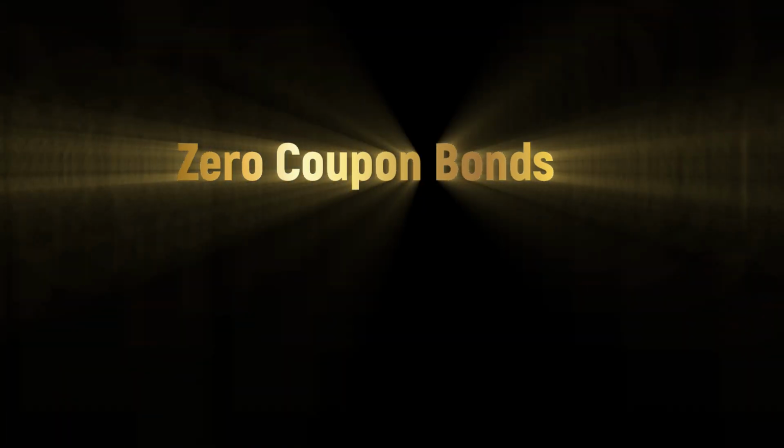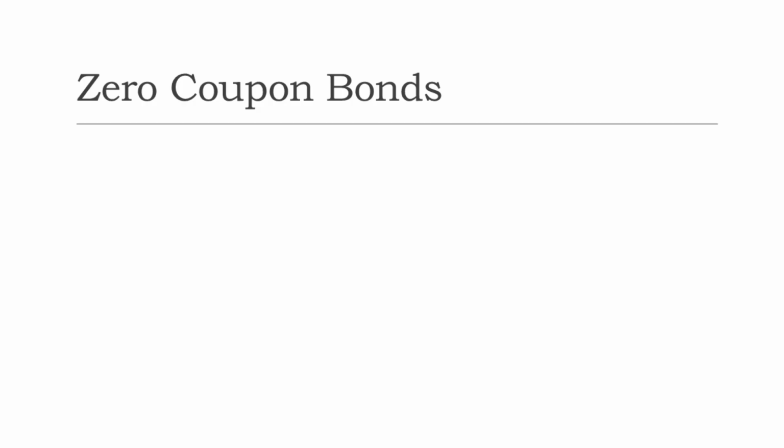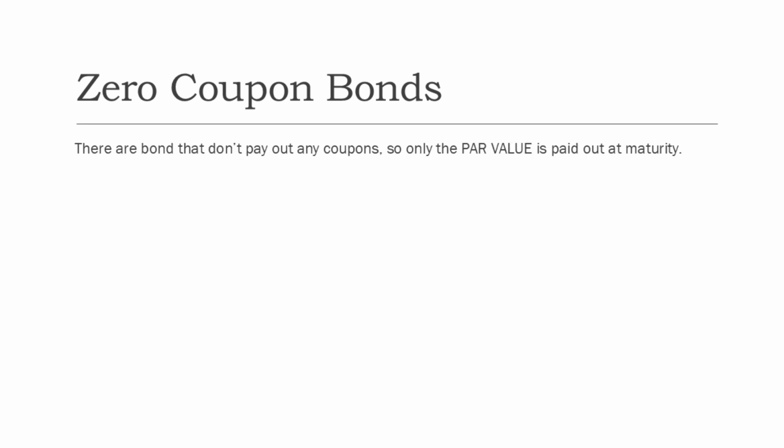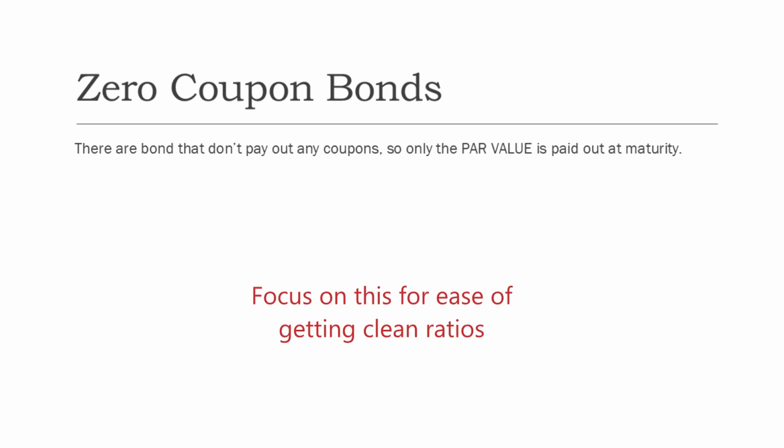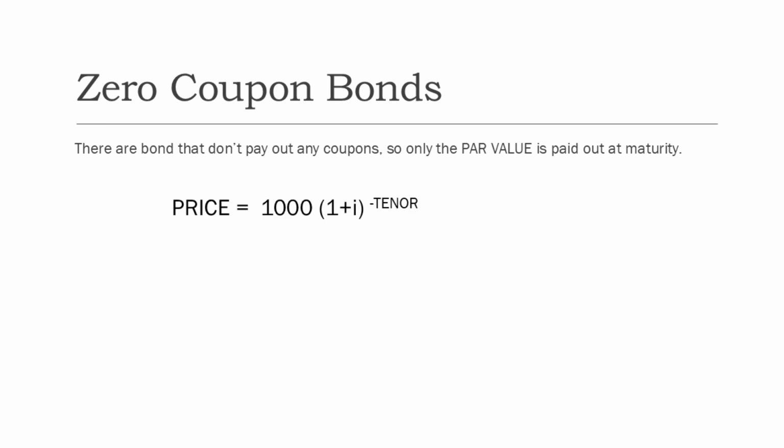Okay, now let's move on to zero coupon bonds. What are zero coupon bonds? These are bonds that don't pay out any coupons, so only the par value is paid out at maturity. We will focus on this one because it's more tractable to discussions, although we will extend this to more plain vanilla bonds. So what would be the price of a par value 1000? Well, the price will simply be 1000 times (1 plus i) raised to the negative tenor of the bond, or the time to maturity of the bond.